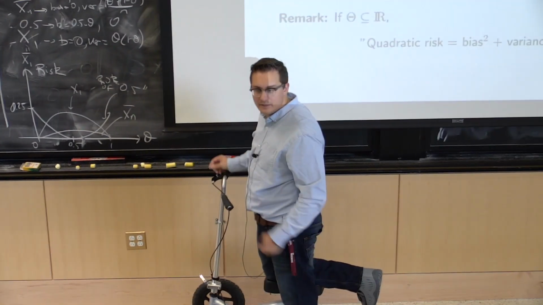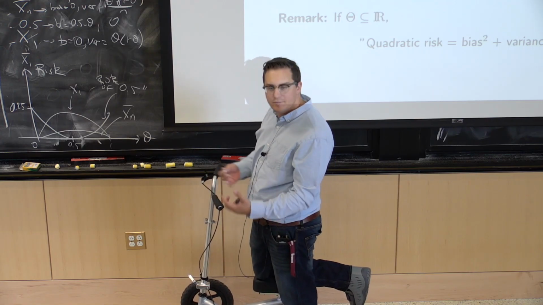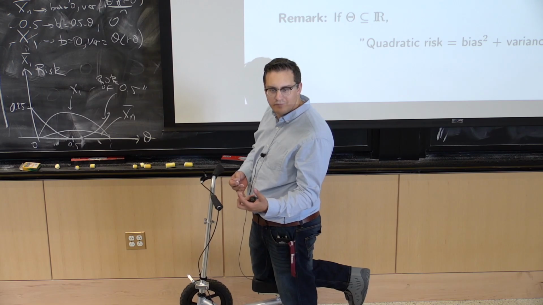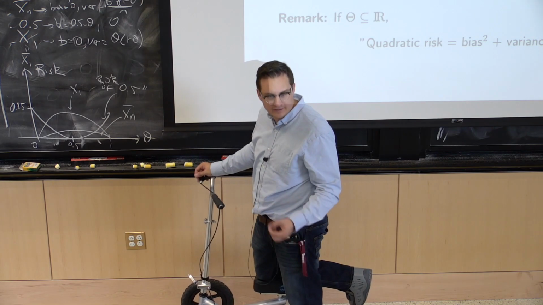And so now I can start to understand that for different values of theta, theta has to be very close to 1/2 if I want to start saying that xn bar is worse than the naive estimator 0.5.